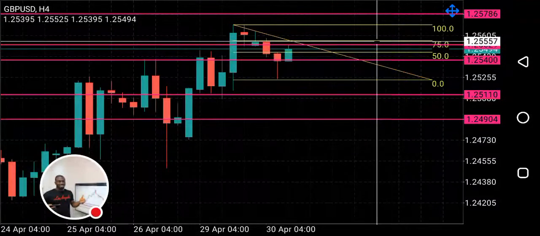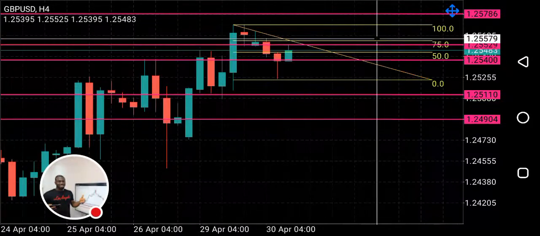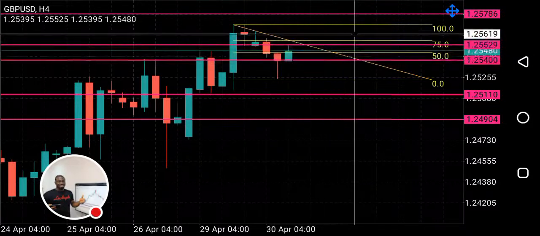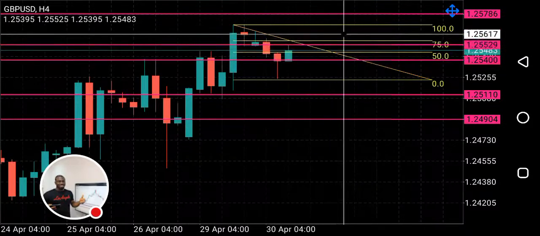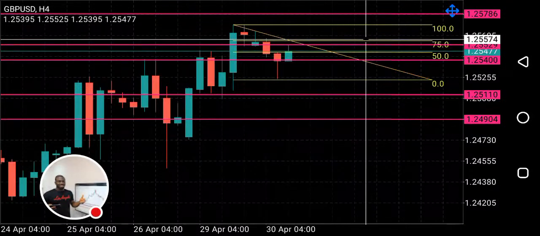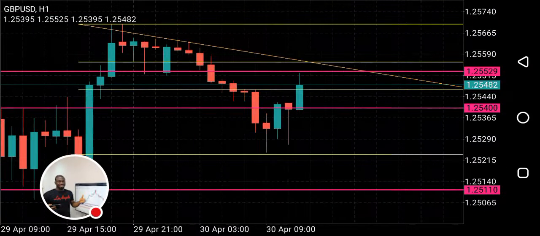So if price hits 75.0 and a bearish reversal pattern forms at that level, you might want to consider selling GBP USD. Okay, so what you should be looking out for is a bearish reversal pattern at a premium level. That is when you should consider selling GBP USD. Let's check the 1 hour time frame. Let's see the pattern on the 1 hour time frame.